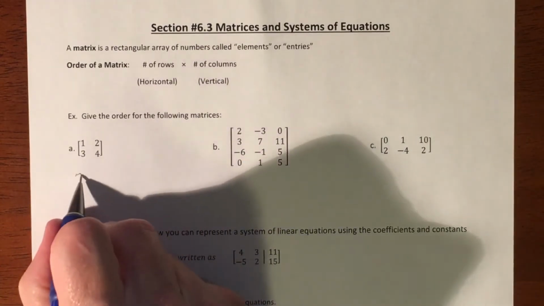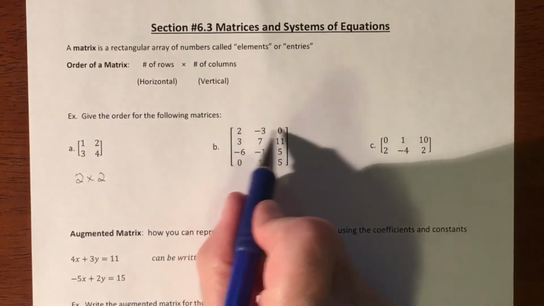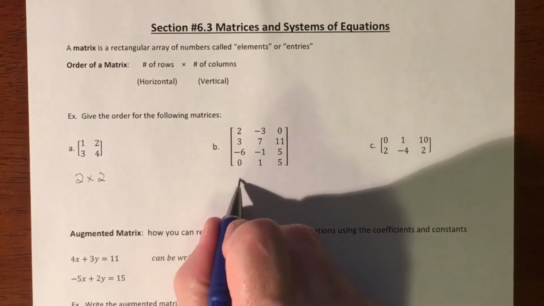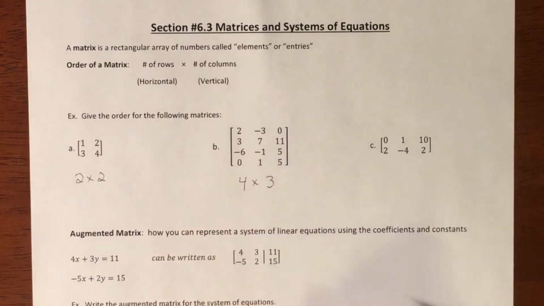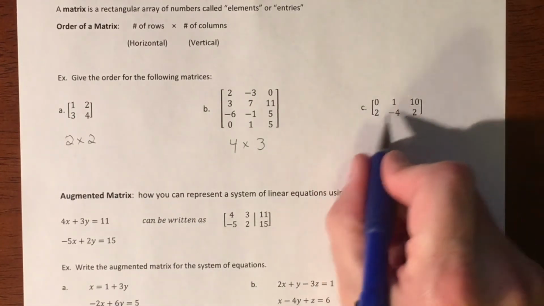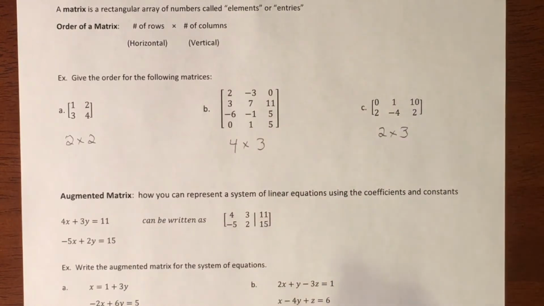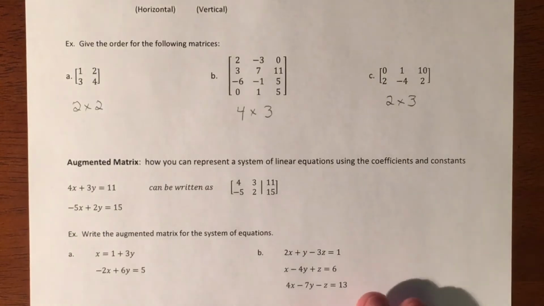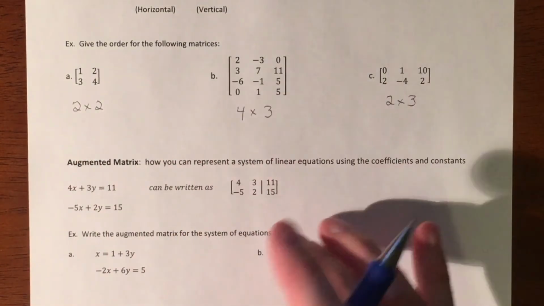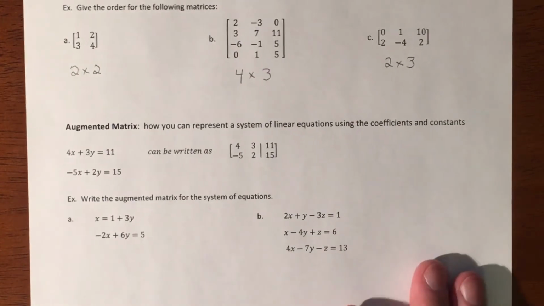So we name that as a 2 by 2 matrix. This would be 1, 2, 3, 4 rows by 1, 2, 3 columns. So we name it as a 4 by 3. And then this is 2 rows by 3 columns. All right, so we're going to need that information because when we go to the calculator and try to type these things in, we have to know how to name them in order to let the calculator set it up so we can enter in our values.